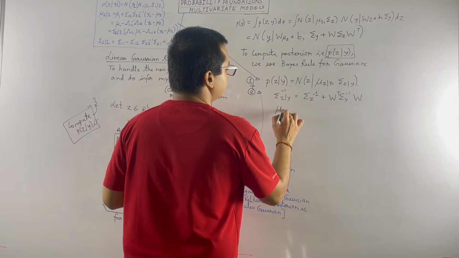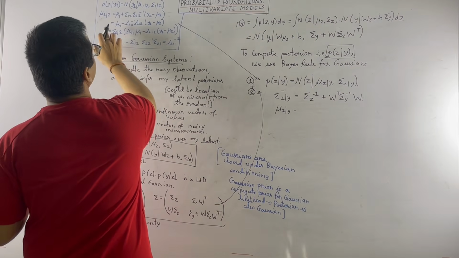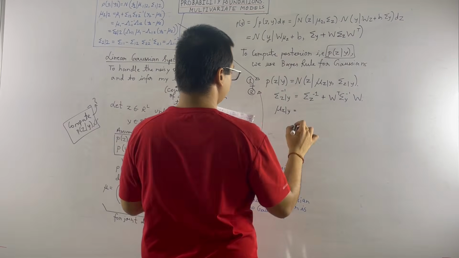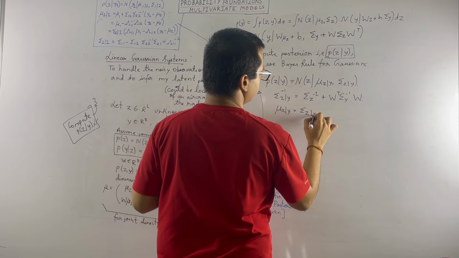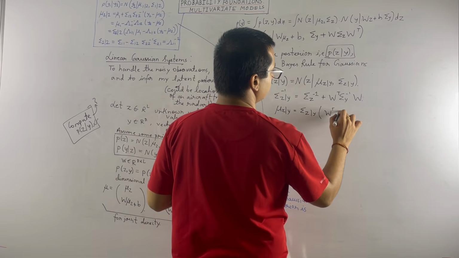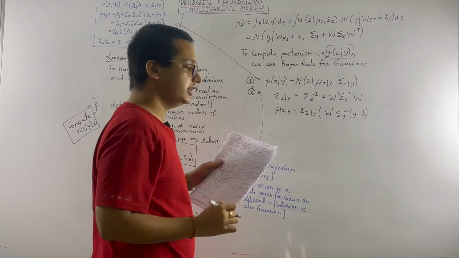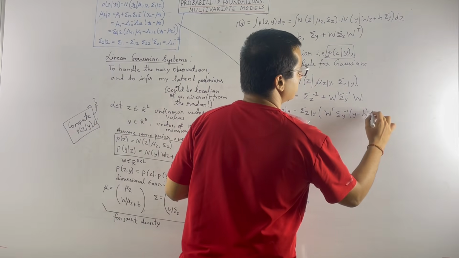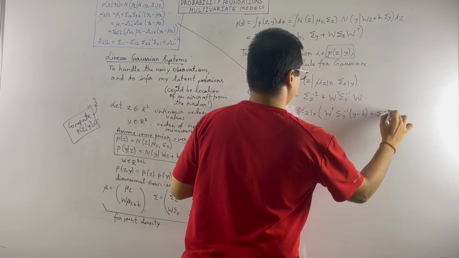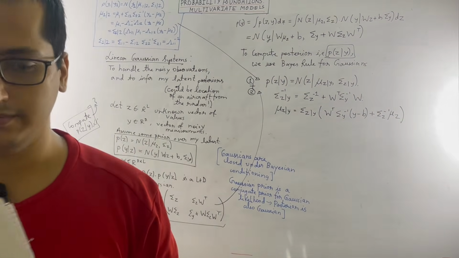Okay, mu of z given y. So just from this, mu of z given y is sigma z given y times, we will derive it, w transpose sigma y inverse y minus b, plus sigma z inverse mu z, okay.